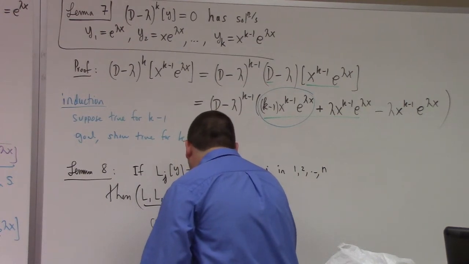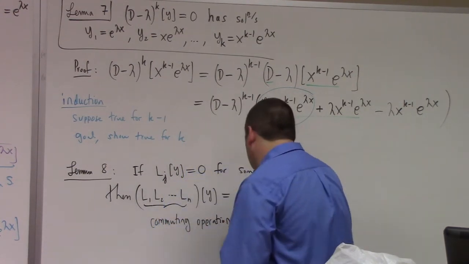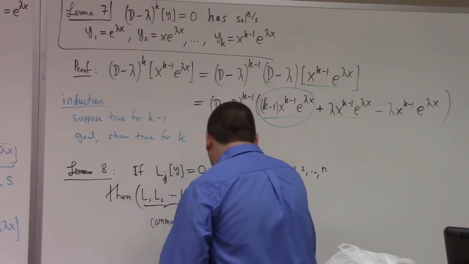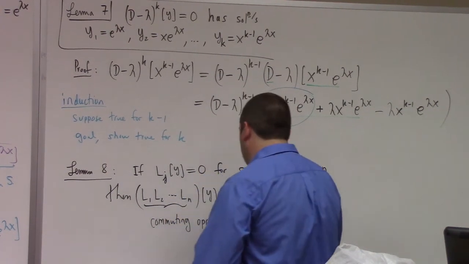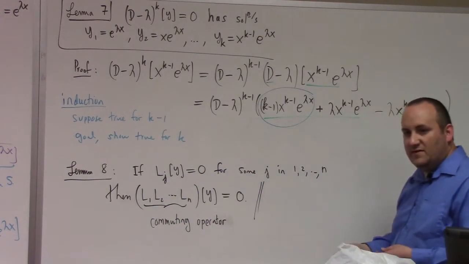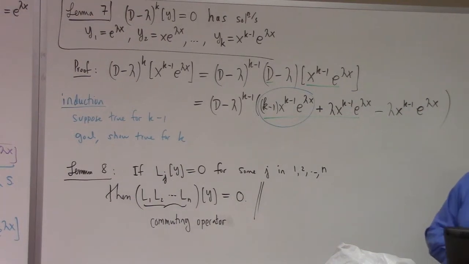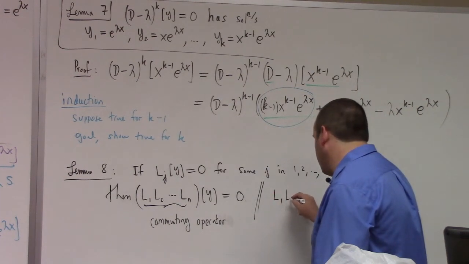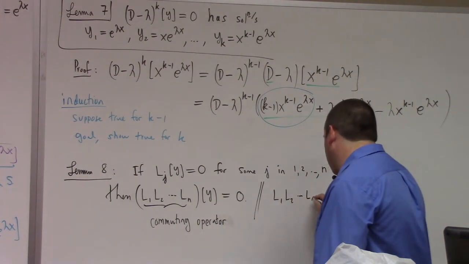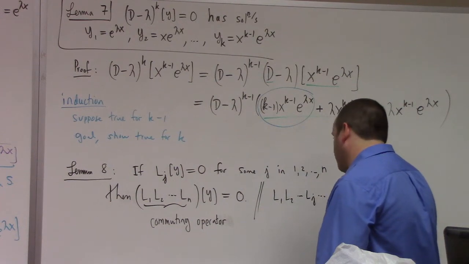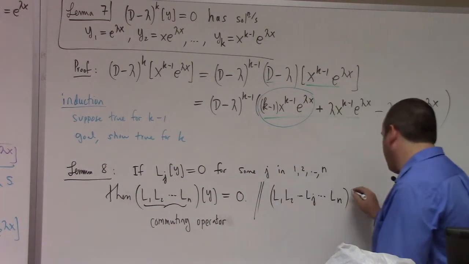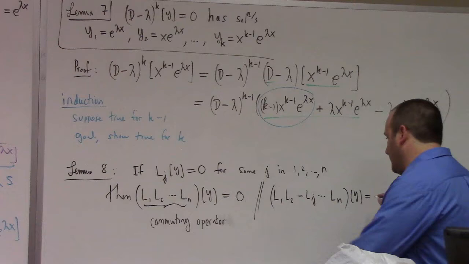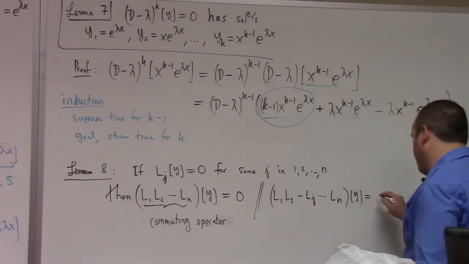If we have a set of n commuting operators, then if even one of them makes y go to 0, it means the product of all of them makes y go to 0. The proof is very silly. It's just this: L1, L2, Lj is somewhere in here. If you let that act on y, if these commute, what can you do?